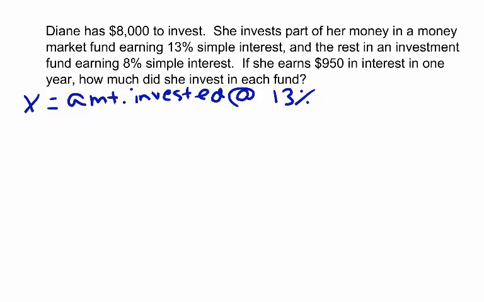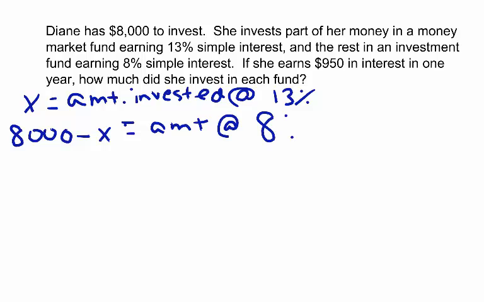We know that she's investing some part of her $8,000 at 13%, so the rest of her money must be being invested at 8%. Therefore, 8,000 minus x will be the expression for the amount invested at 8%. We also know that Diane earns $950 in interest in 1 year. That's the total amount earned.